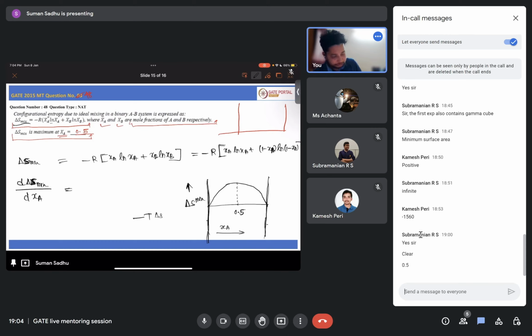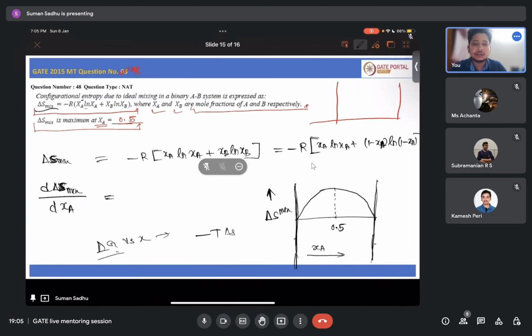Okay, so in the next session I will show how the delta G versus X plot looks like, how we get this kind of plots, and how the equilibrium is reached when two phases will be in equilibrium, and when it will form miscibility. That concept I will also cover in the next session.